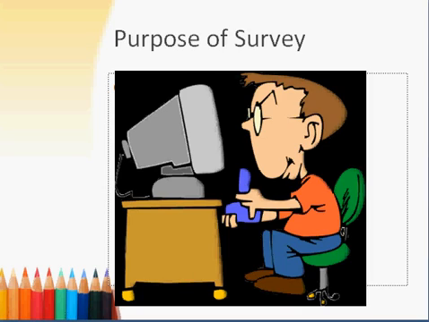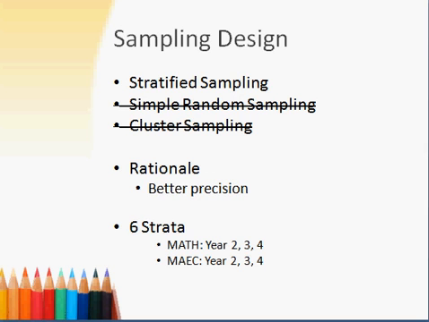Have you ever wondered how the number of hours you spend on your computer can be related to your GPA? That will be our discussion topic for today, and let's go straight to our sampling design. Of the 3 types of sampling design considered, stratified, simple random sampling, and cluster sampling, we decided on stratified sampling. One reason is that stratified sampling gives better precision.